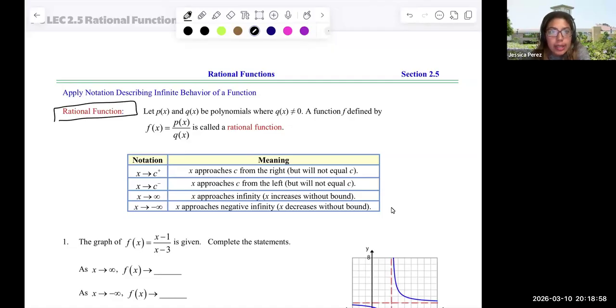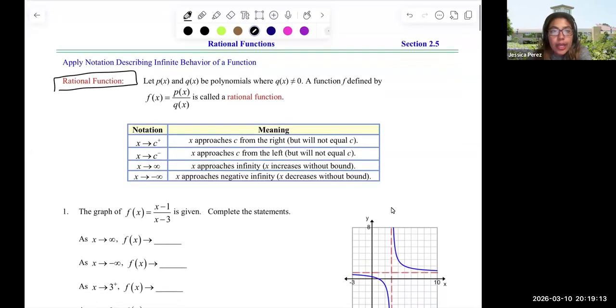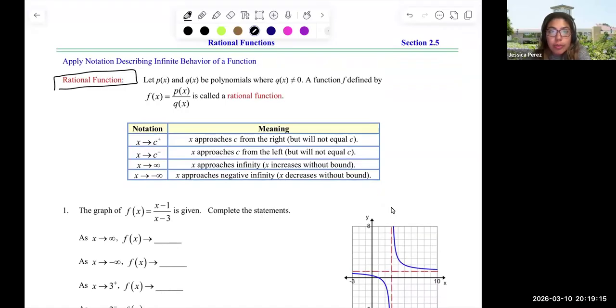A rational function is defined as follows: let P and Q be polynomials where Q of x is not equal to 0. A function f is defined by the quotient, or the division, between two polynomials, p of x and q of x. Now, what happens as x approaches c from the right side, but not equal to c? It approaches c, a value, where c is a value from the right or the left. But it's not equal to c, so it's just approaching.